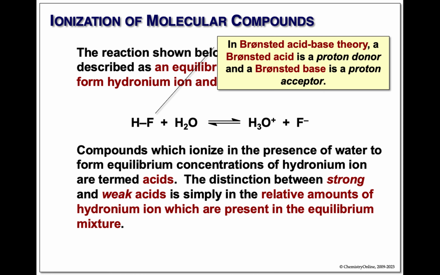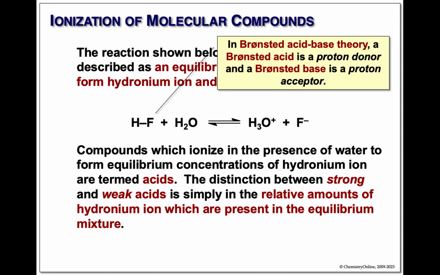Whenever you have a polar covalent bond that undergoes ionization in water to give hydronium, we call that compound an acid. An acid means it hits water and gives hydronium. And it's an equilibrium, going back and forth very, very rapidly. There are two types of acids that we deal with: weak acids and strong acids. They differ in their equilibrium.